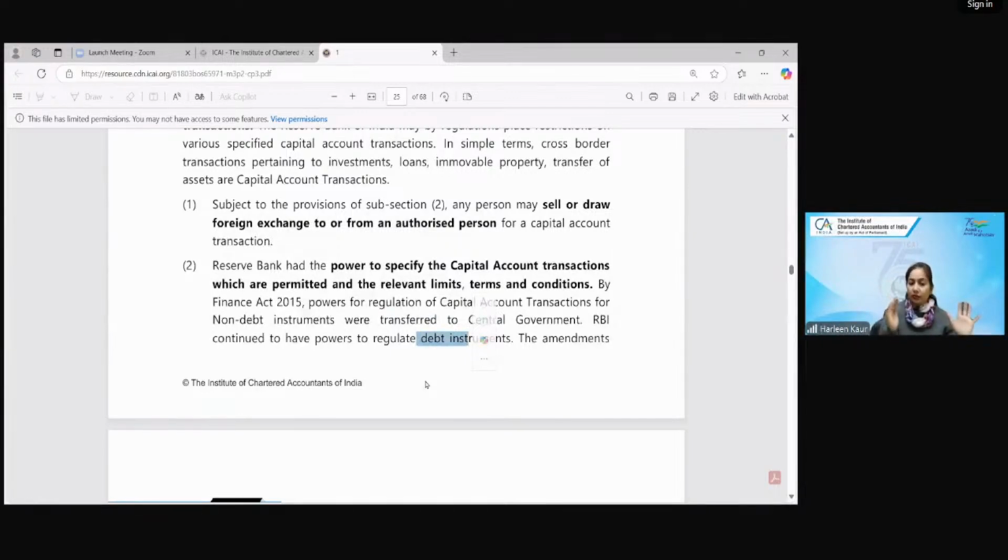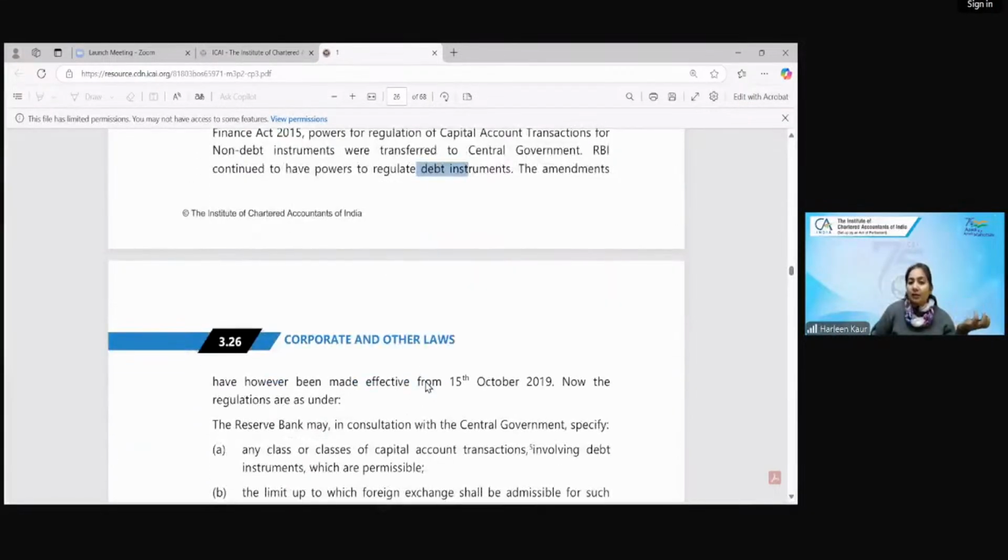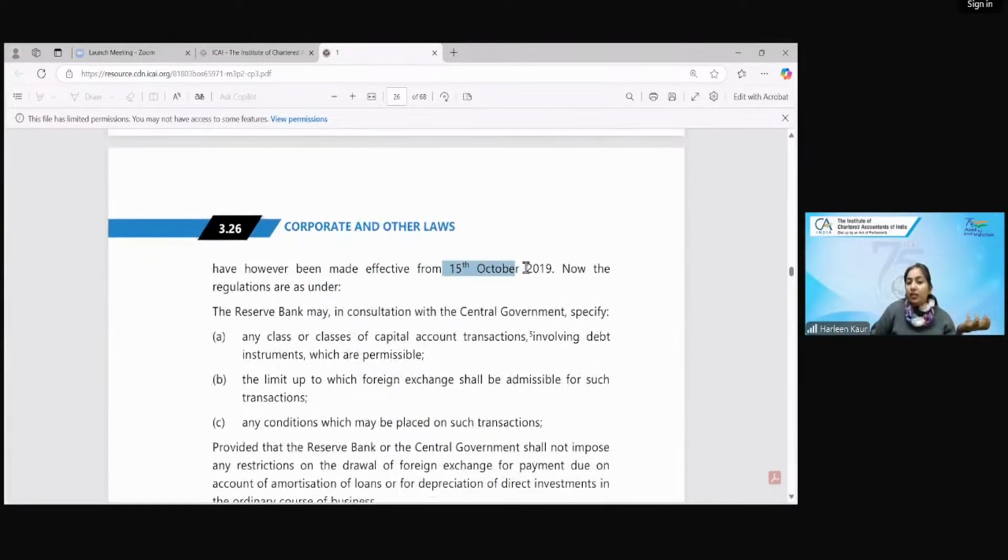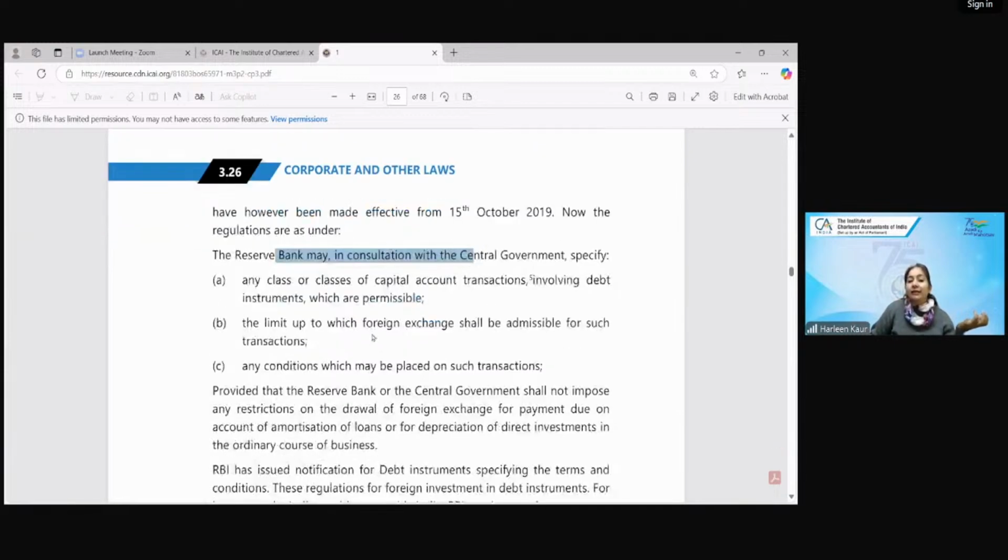Children, the Finance Act 2015 regulated that earlier, if any asset has been created, which is a non-debt transaction, then the central government was ruling it. If it is any debt instrument, that is, a liability is created, then RBI was ruling. But now, from 15th October 2019, an amendment has happened which says that RBI and CG both will now regulate the debt instruments as well as the non-debt instruments. So both central government and RBI will bring their policies together for the debt and non-debt instruments.